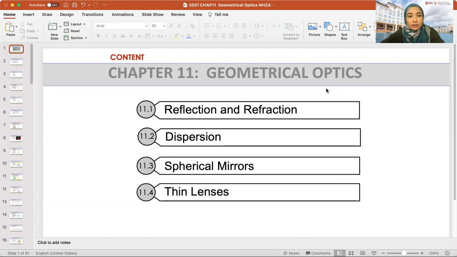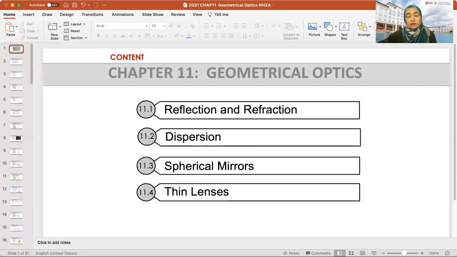Okay, so today kita akan continue with chapter 11. Previous class, we finished chapter 10. So now we are doing chapter 11, which is on geometrical optics. For this chapter, we will cover reflection and refraction, dispersion, and also spherical mirrors and also thin lenses.